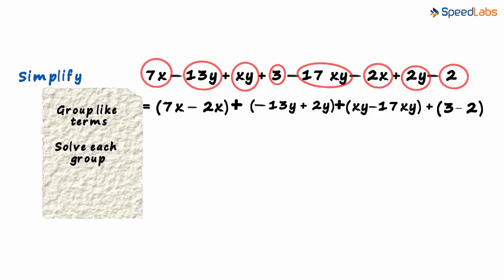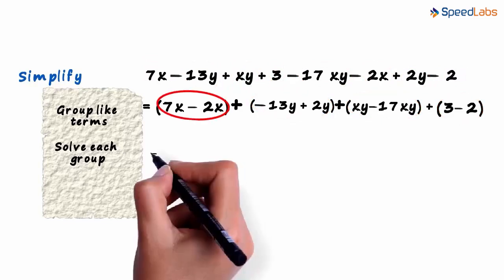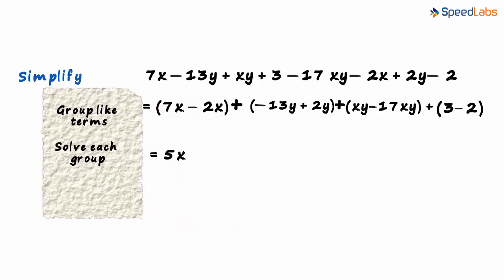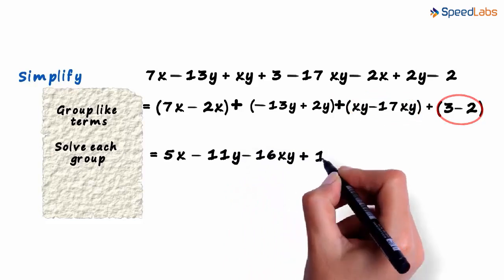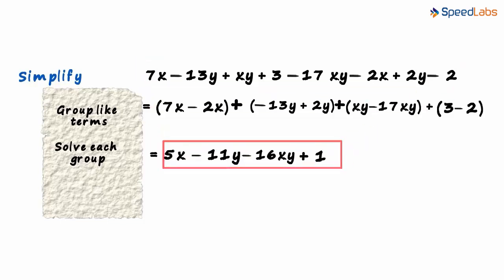In the next step, we have to solve each group. 7x minus 2x is 5x. You need to be a little careful when negative signs are involved. Minus 13y plus 2y is minus 11y. xy minus 17xy is minus 16xy. And 3 minus 2 is 1. We have simplified an expression with 8 terms to an expression with 4 terms.